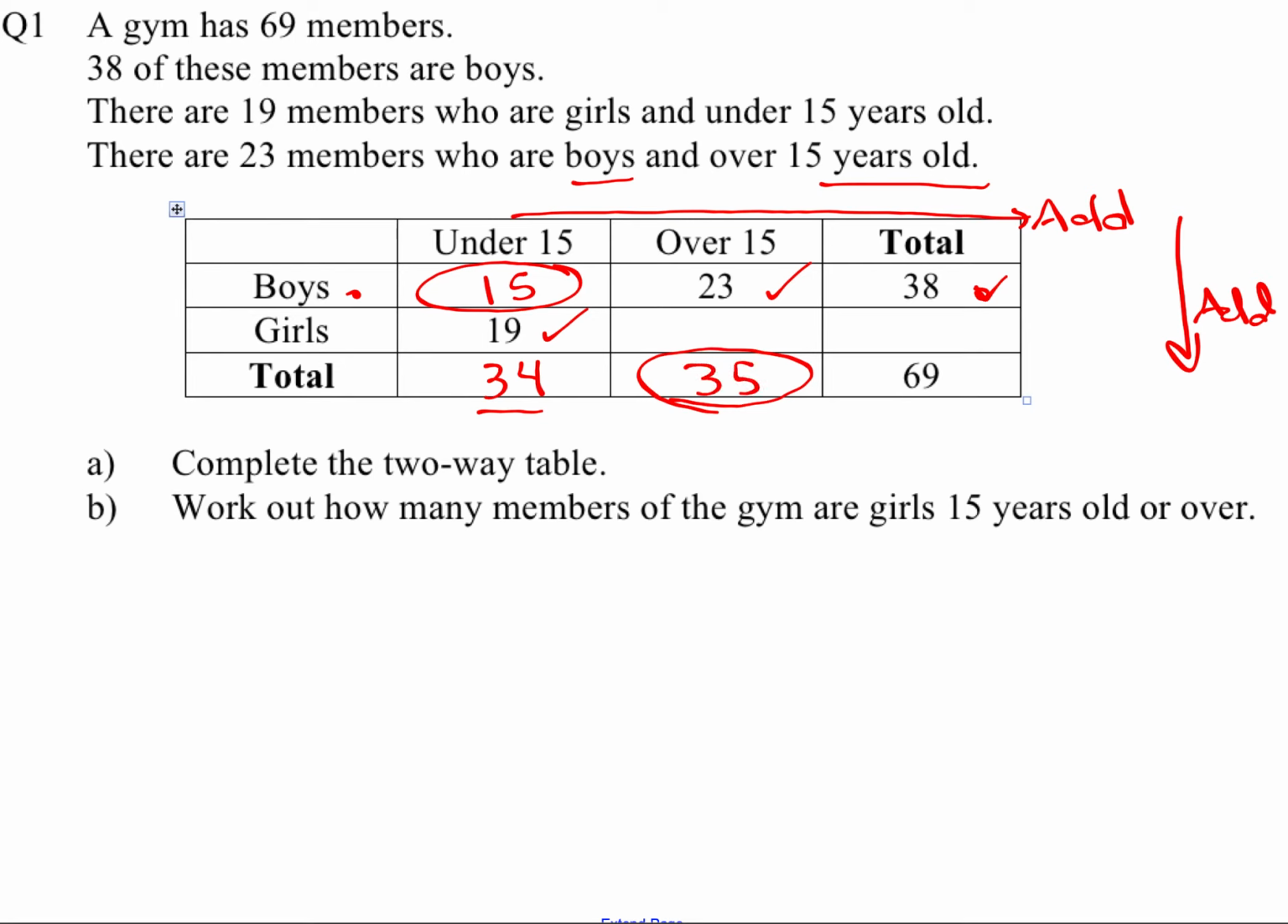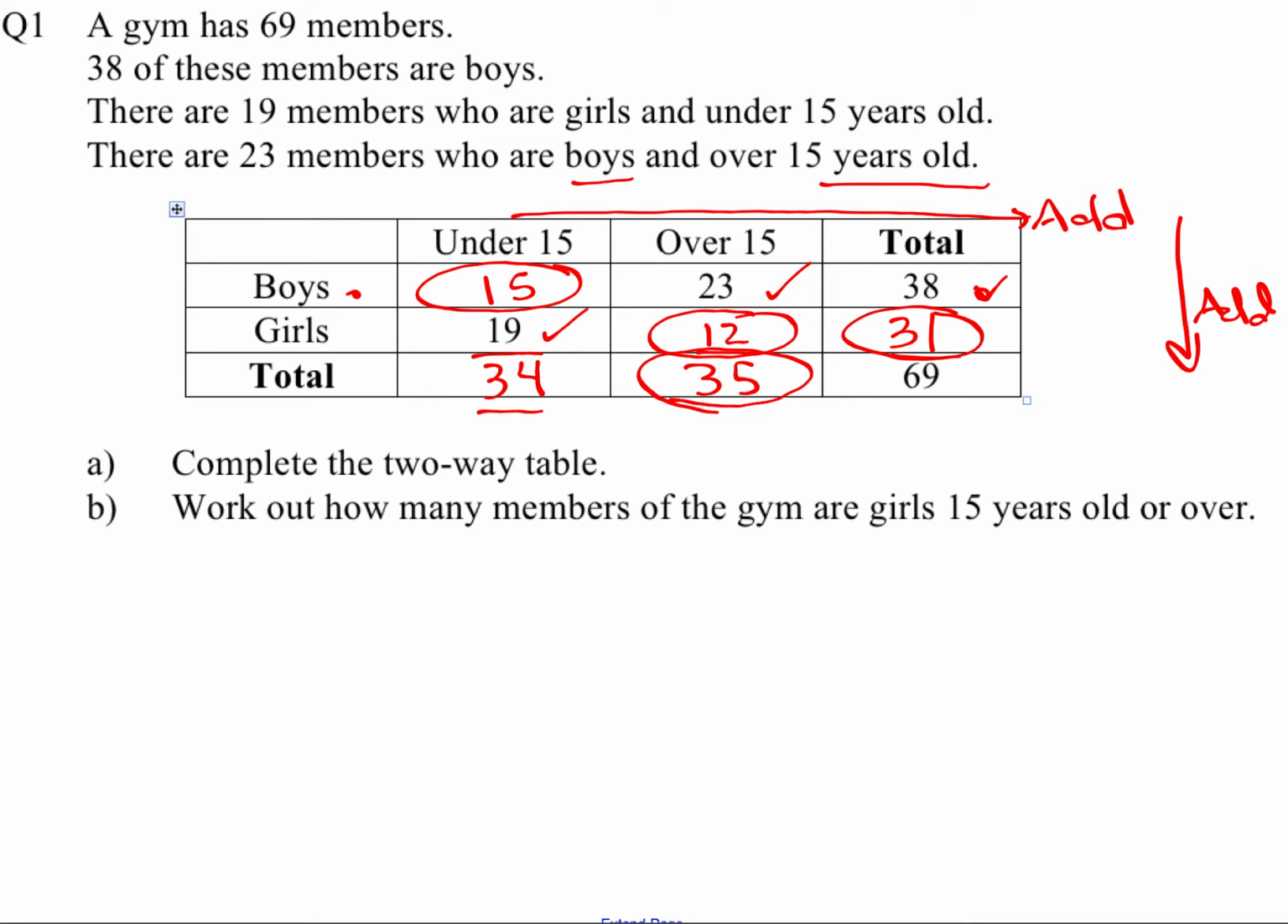Now I can do some additional ones here. 23 plus blank is 35. That would have to be 12. 38 plus blank is 69. That'd be 31. Okay, just double checking one thing. 19 plus 12 is 31. That is true. So I have everything filled in now.